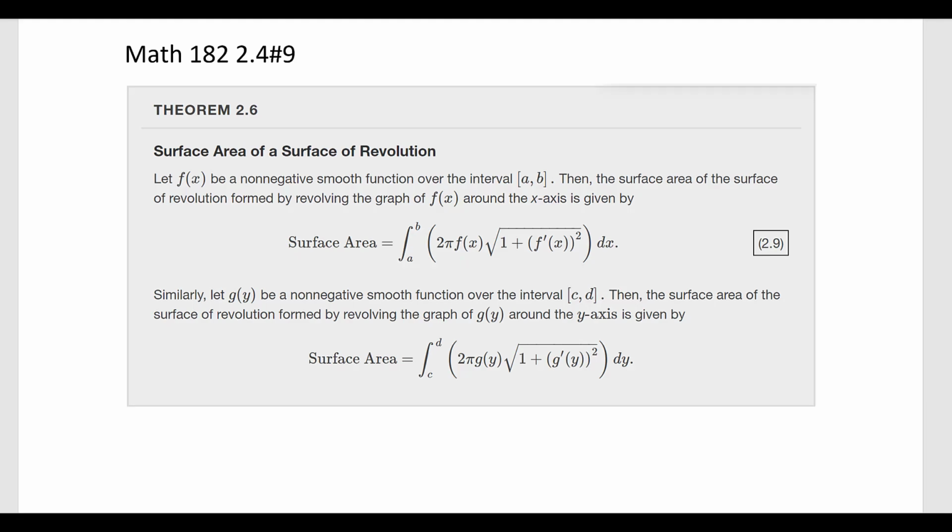For this problem, we're doing 2.4, number 9 from Method 182. And it's about the surface area of a surface of revolution. And I wanted to reference what was in the book.